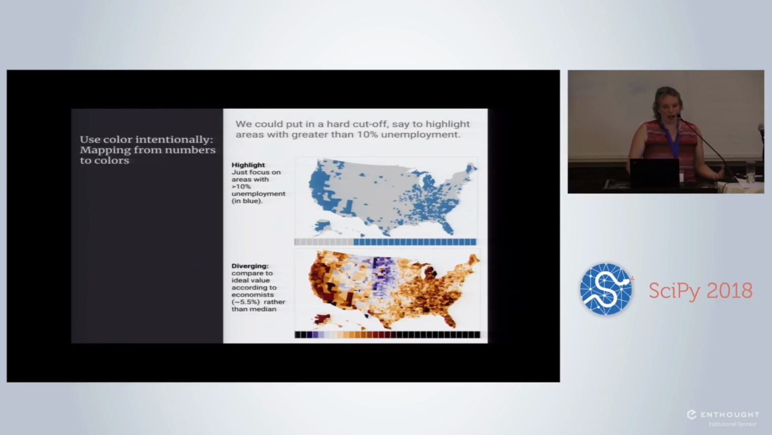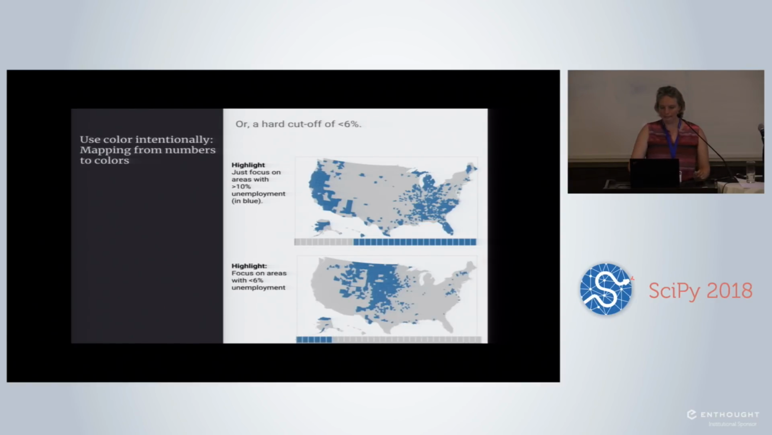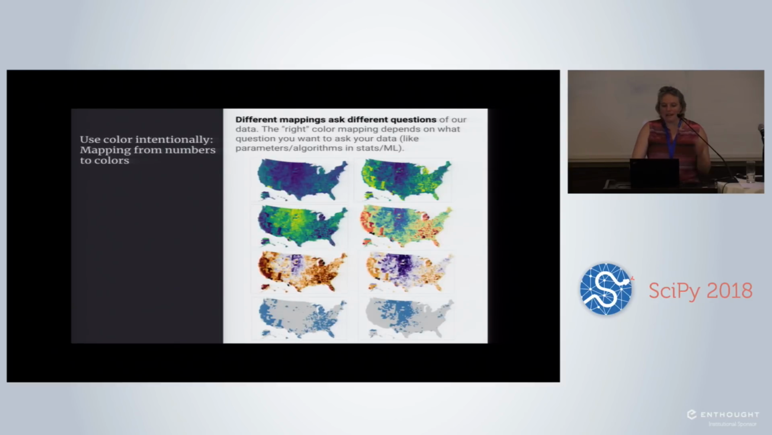We could put in a hard cutoff to highlight areas with greater than 10% unemployment, or a hard cutoff at negative 6%, or at 6%. Different mappings ask different questions of our data. The right color mapping depends on what question you want to ask your data. The same way that the right parameters and algorithms in ML and stats depends on what you want to ask your data. And my main goal here is just be intentional, choose something.